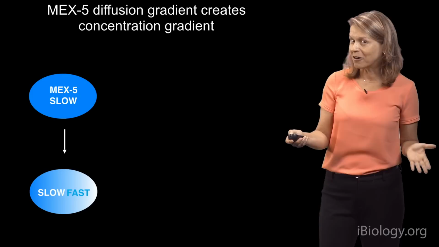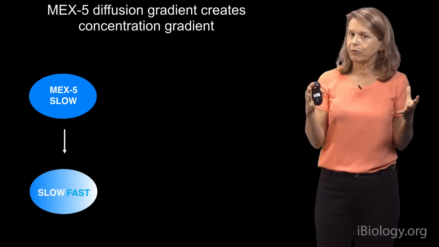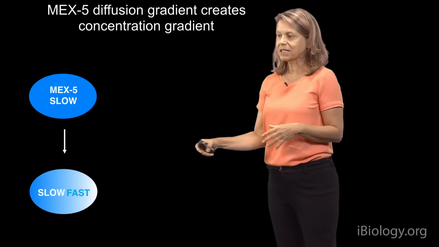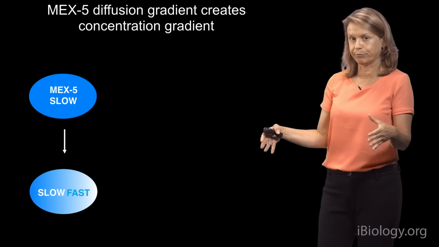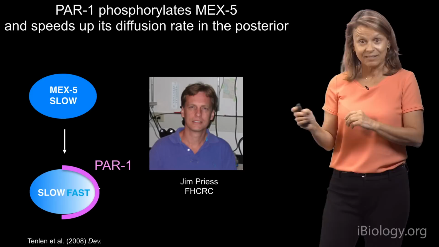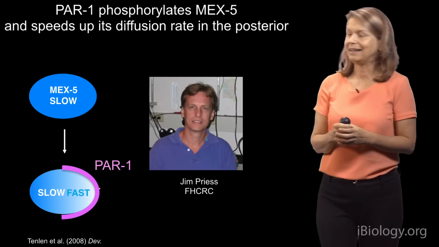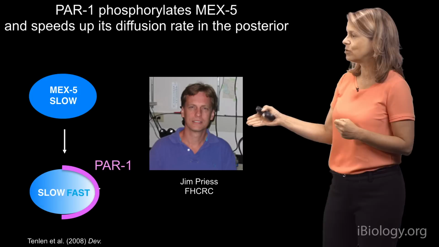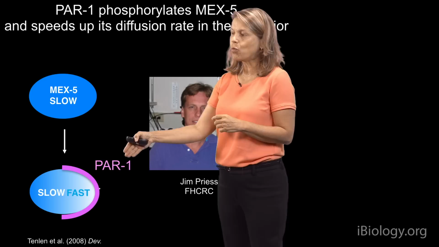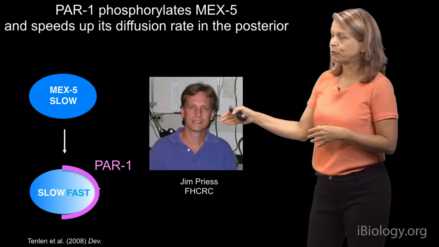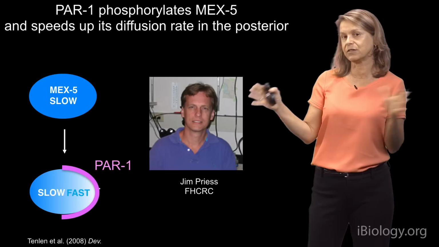So just to summarize what I've shown you here, we start out at the beginning of the process, before polarization, with a MEX5 protein that's very sluggish in the cytoplasm. And then during the polarization process, MEX5 becomes fast, but only on one side of the cytoplasm. Okay? And this happens at the same time that we see this concentration of protein in the anterior. Okay? So we knew of another little tidbit, and that is that we knew that PAR1 is very important to create this MEX5 gradient. And this was work from Jim Priest's lab, who showed that PAR1, remember, this is one of the kinases that are part of the PAR group of polarity regulators, and PAR1 is enriched in the posterior side of the embryo. And what Jim Priest's lab had shown is that PAR1 phosphorylates MEX5, and this is important for MEX5 to become asymmetric.